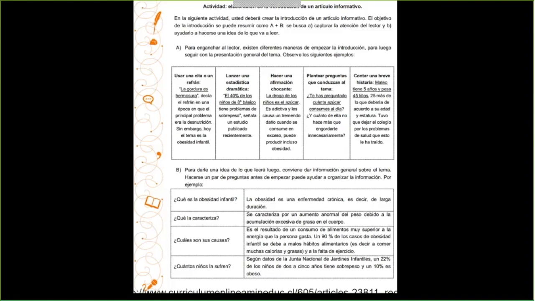And then at the bottom, it lists a bunch of questions. So what's infant obesity? What characterizes it? What are its causes? And how many children suffer? And it shows how answering each of those questions starts to put a paragraph together. So this gives students a good idea of how to go about starting to create a text based on a particular genre, and would be an example of how I might scaffold that activity instead of just saying, I want you to write an informative paragraph about infant obesity that we could use as part of our public service announcement for our project that we're doing.